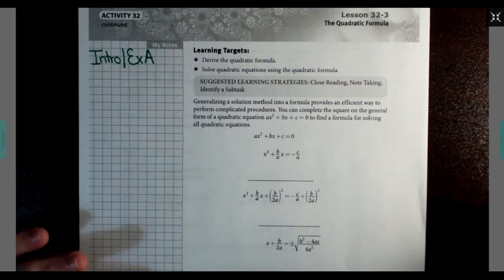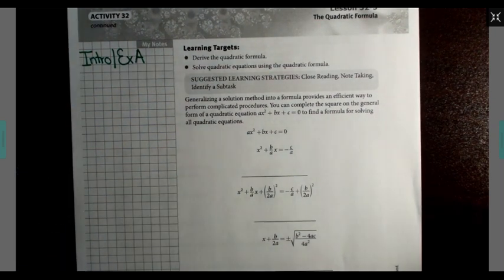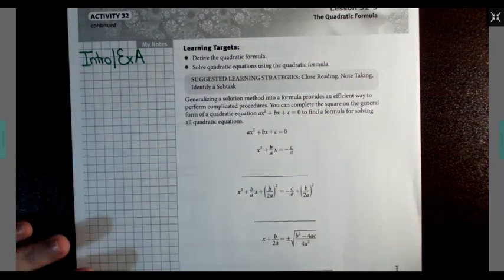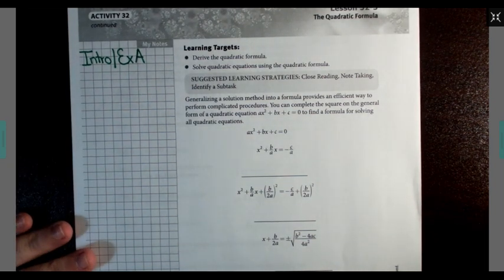Today we're going to be covering the quadratic formula. This is going to be split into two separate sections, the introduction and example A.